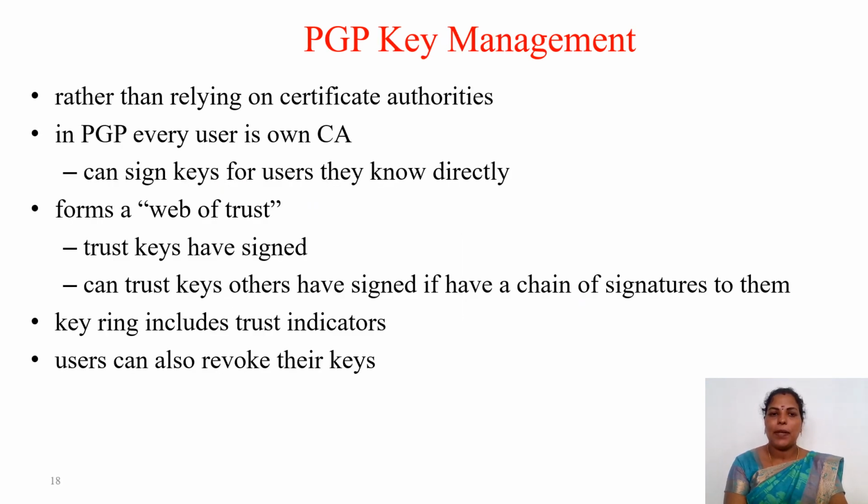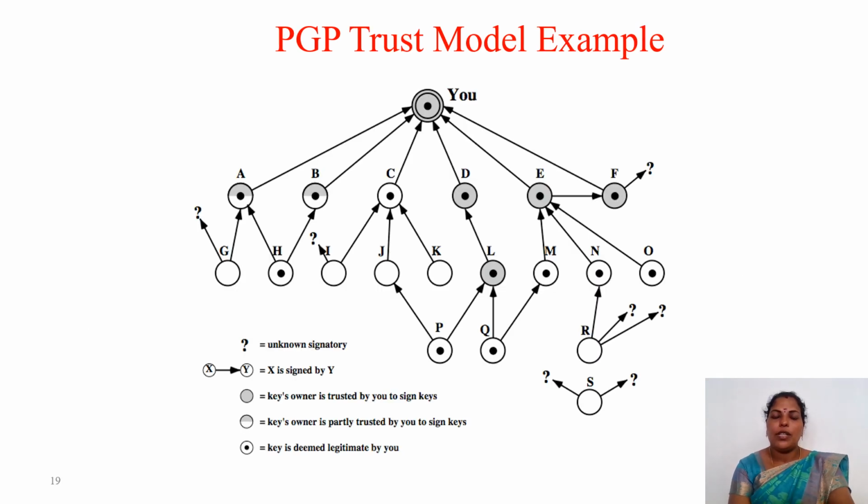So coming to PGP key management, rather than relying on certificate authorities, in PGP every user has their own certificate authority. Each and every user is a certificate authority here. Users can sign keys for users they know directly, and they form a web of trust. That is, they trust keys they have signed, and they can trust keys others have signed if there is a chain of signatures to them. The key ring includes trust indicators. Users can also revoke their keys. So this is one example of the PGP trust model.